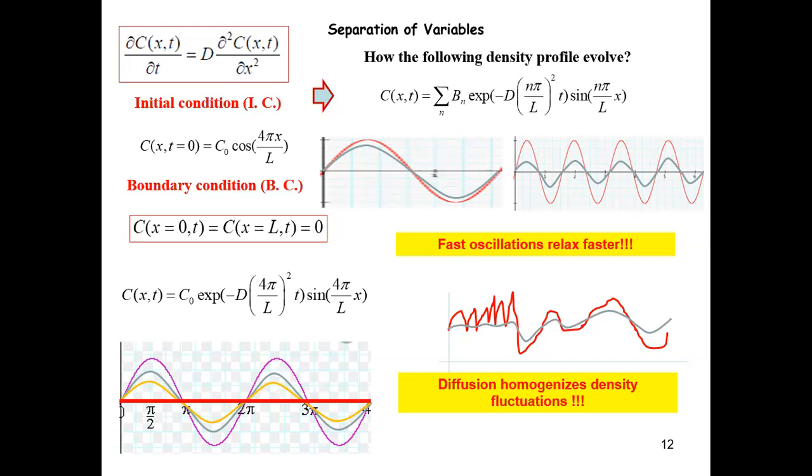So I think that's all I want to say about this particular example. Again, we introduced the diffusion equation and the solution of the diffusion equation via separation of variables in the context of this homogenization problem. Okay, so any questions before we switch gears?